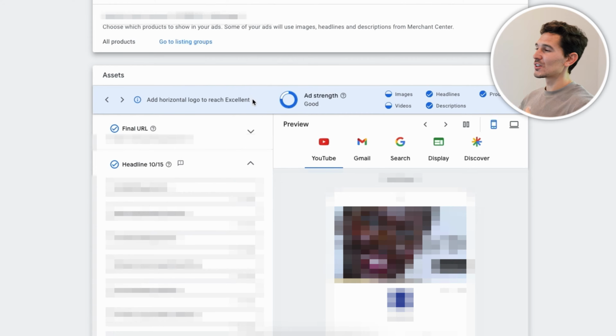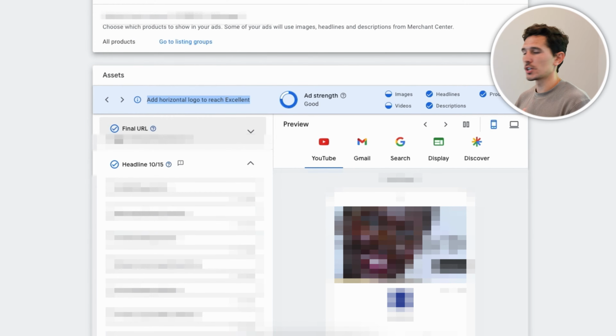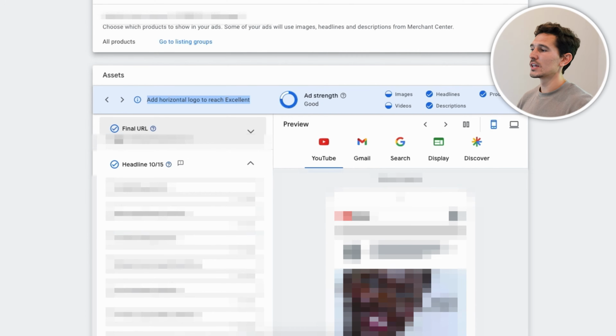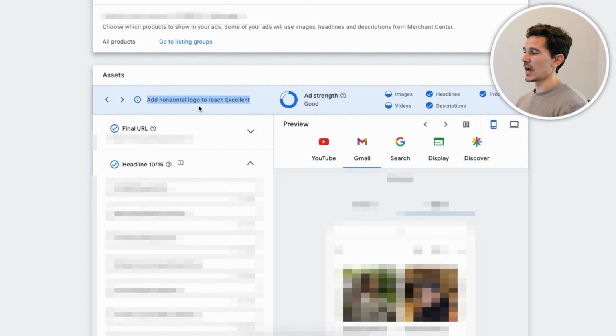So this is just such a little thing. And again, I've shown you the results on this campaign. This campaign is crushing it. By all means, it has scaled drastically. It has worked very well. Google is basically telling me, hey, add a horizontal logo and our ad strength is now going to be deemed better in the eyes of Google.